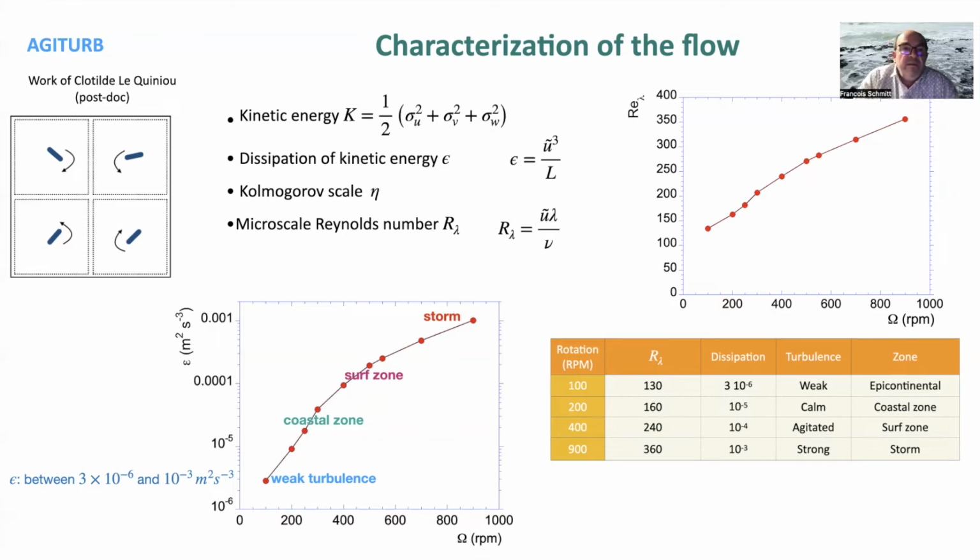Usually in the field of turbulence, we give the kinetic energy K, the dissipation epsilon, and the Reynolds number R lambda. With these different numbers, we have a way to characterize the flow and also to compare different situations, and compare what we are doing in the laboratory with field measurements.